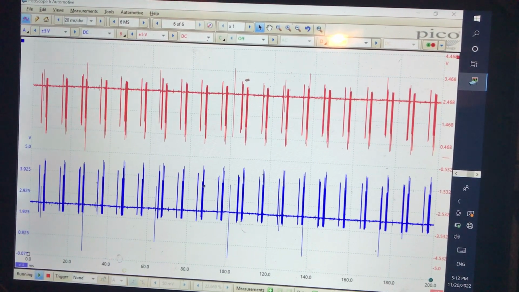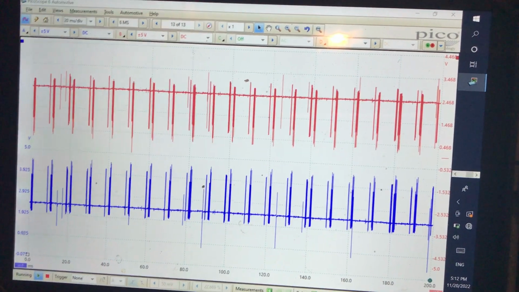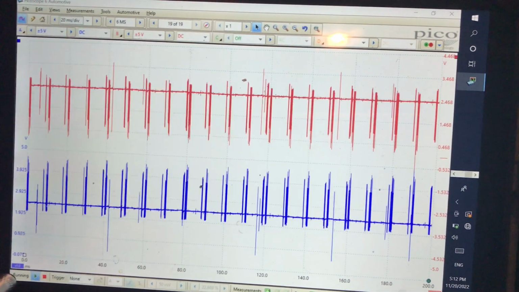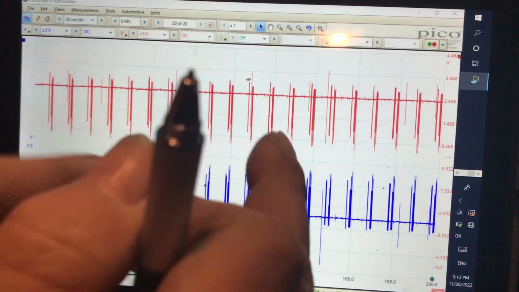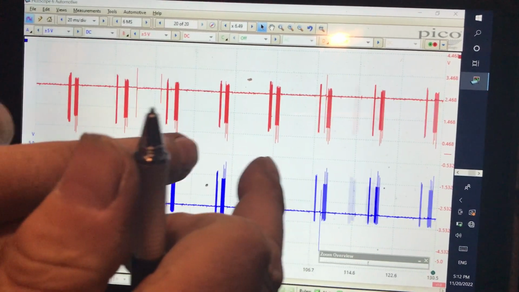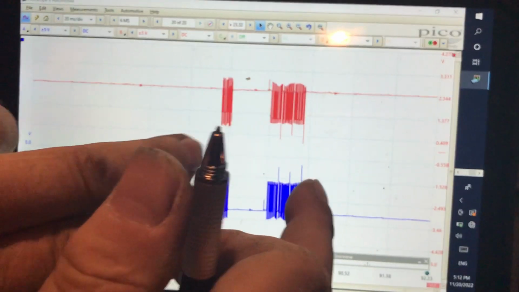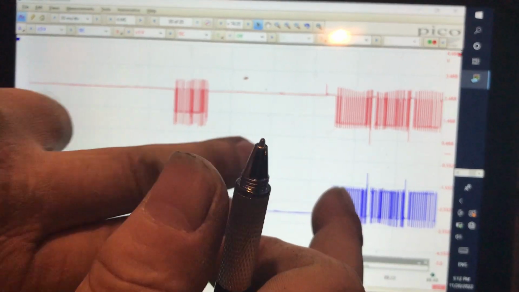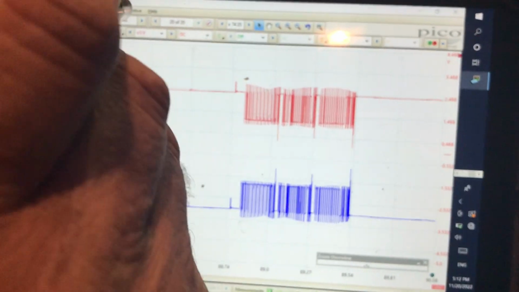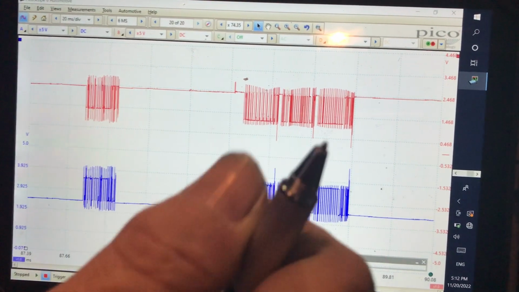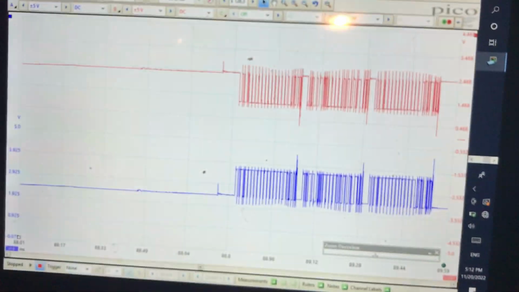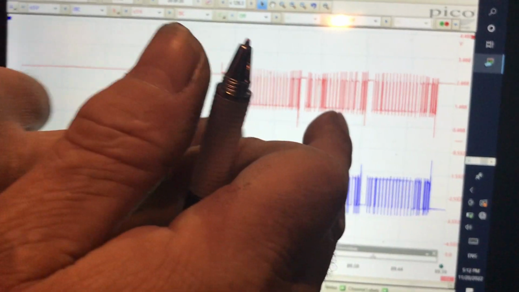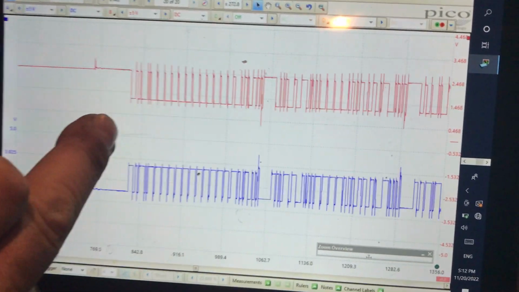Okay, there's 20 milliseconds per division. Now we'll stop the screen. All right, we can see the data packets going across the screen. I also have my sample rate jacked up pretty good for this because of the high frequency of the signals.